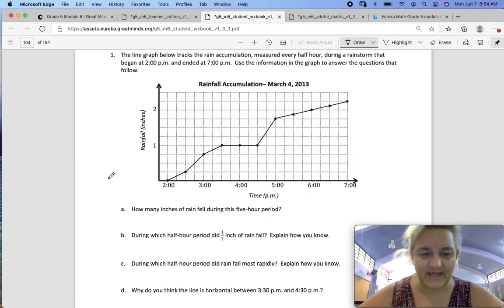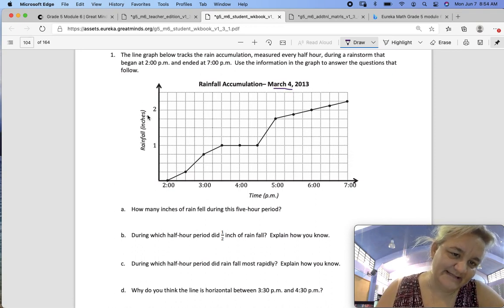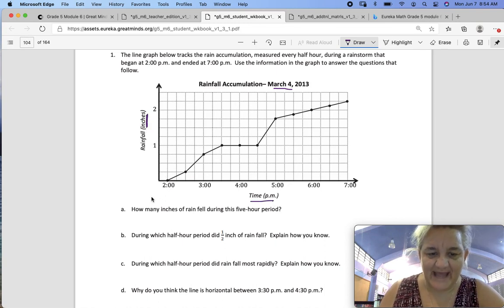How many inches? Okay, so here's our graph. Rain accumulation, March 4th, 2013. Rainfall is in inches, not centimeters, so be careful of that, and the time. And this is afternoon, so 2 p.m. Okay. How many inches of rain fell during this 5-hour period?